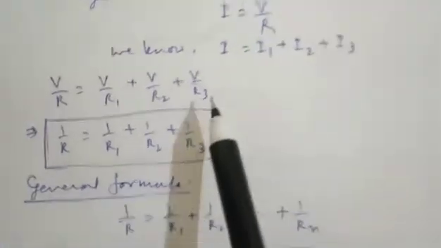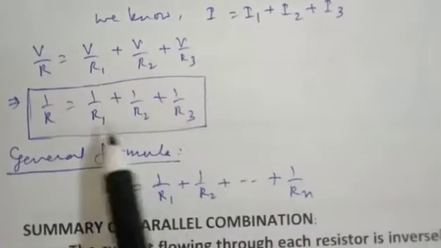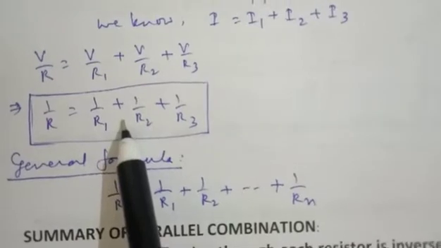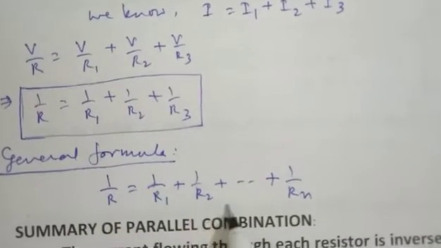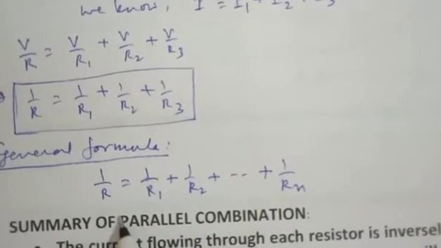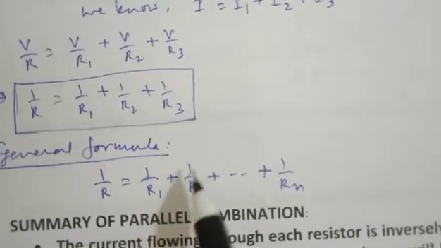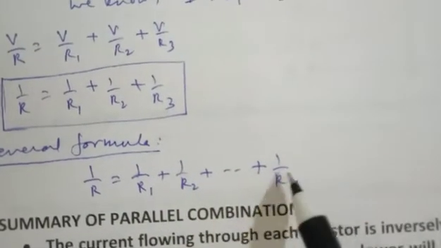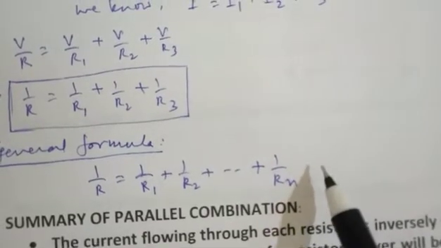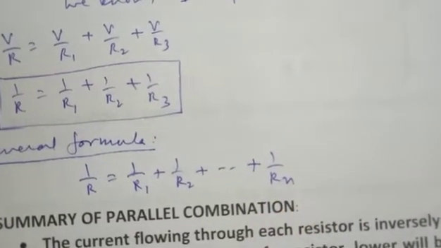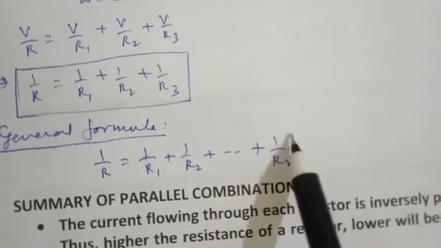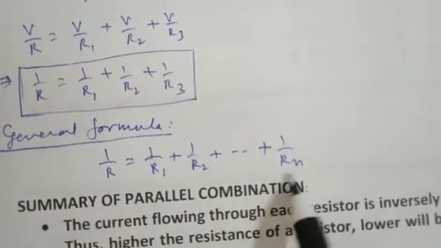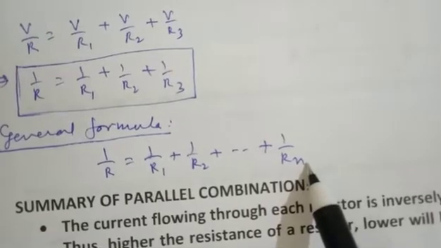After putting the values of the three parts, we are going to get this equation. Now coming to the general formula, we can say 1/R is equal to 1/R1 plus 1/R2 plus ... 1/Rn. It means that if we connect more than 3 or 4 resistors in parallel, we have to follow this pattern to find out the equivalent resistance.